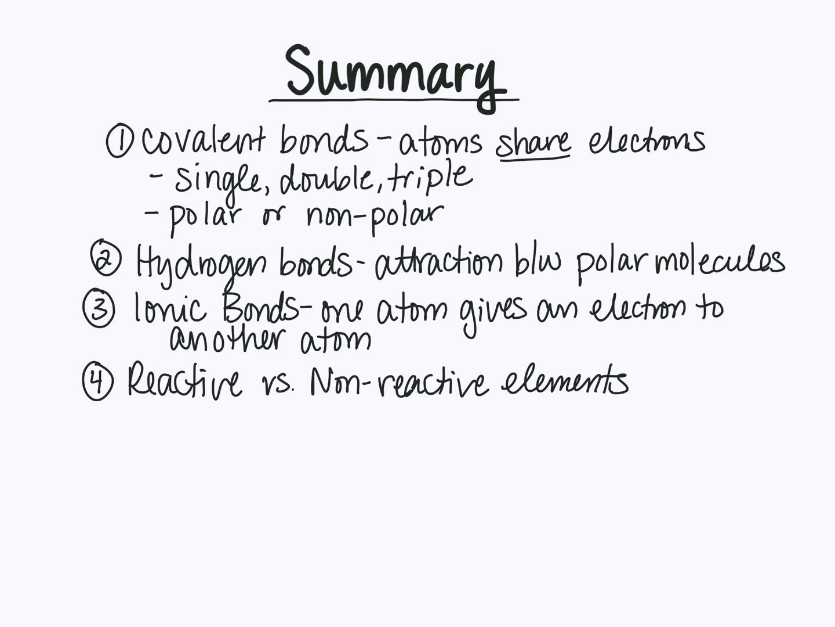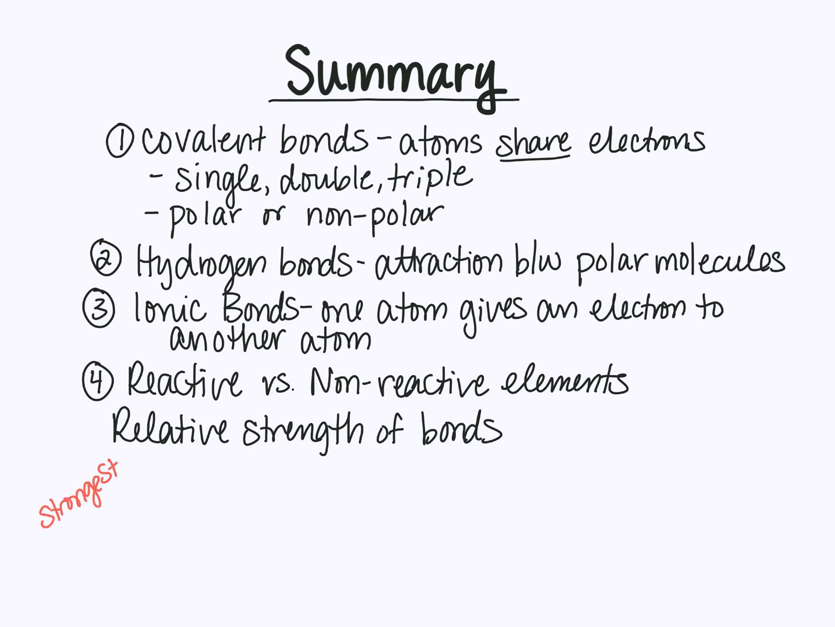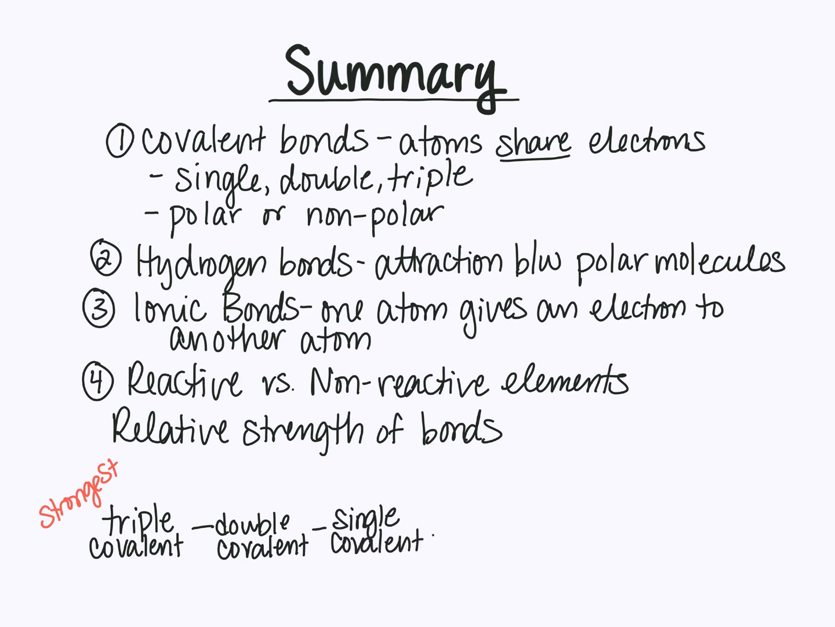And then last but not least, I just want to take a look at the relative strength of these different bonds that we talked about. So the strongest bonds are going to be our covalent bonds, with the triple bond being the strongest of the covalent bonds. So triple covalent bond is the strongest, followed by a double covalent bond, followed by a single covalent bond, ionic bonds are in the middle, and the weakest would be the hydrogen bonds. And when we talk about strength, we're really talking about how hard it is to break the bond.